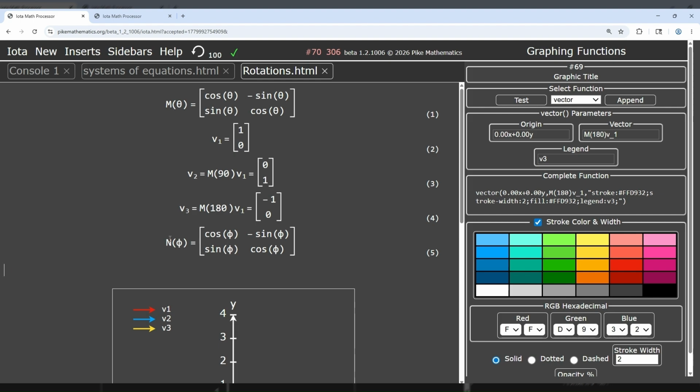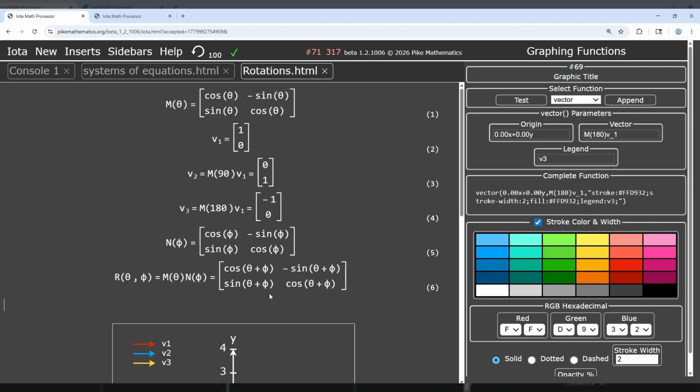So I'm going to make another function, a function of theta and phi, and I'm going to make it equal to m of theta times n of phi. There you go. So here's our new matrix. And this demonstrates that Iota understands a number of trig identities. It's simplified these entries to the trig functions that are the sum of theta and phi.